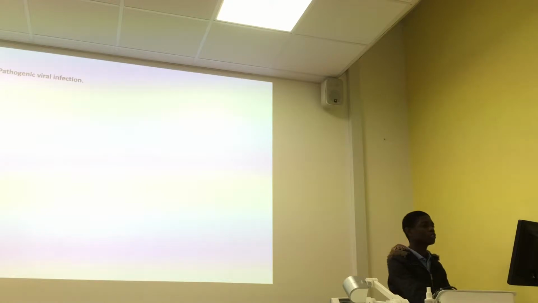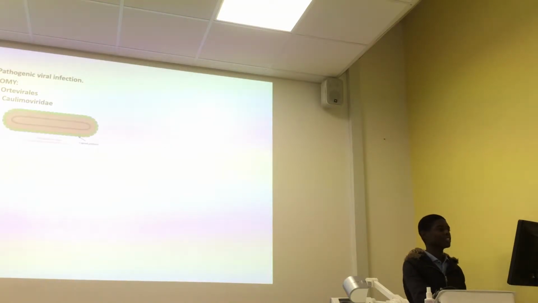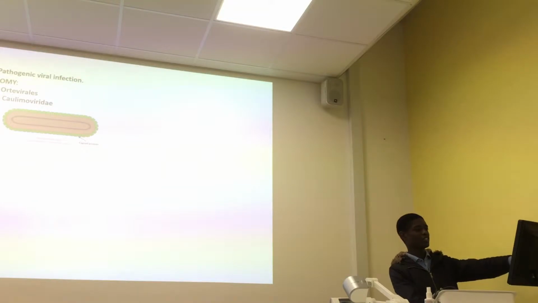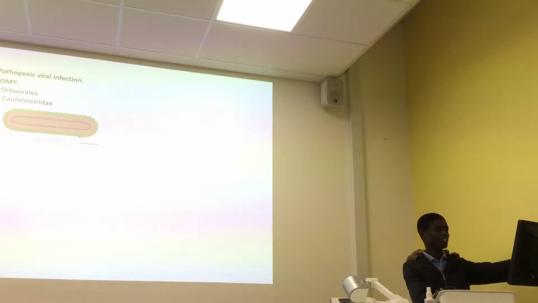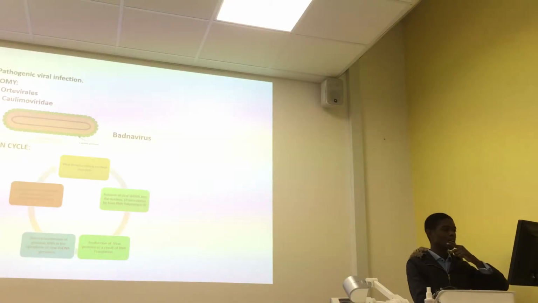The cocoa swollen shoot virus disease is a pathogenic viral infection. The taxonomy: the order is Ortervirales, the family is Caulimoviridae, and it belongs to this genus. Who has an idea of what this is? The badnavirus. And here's the infection cycle.